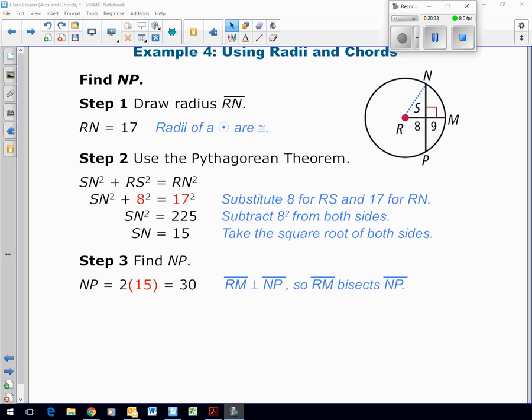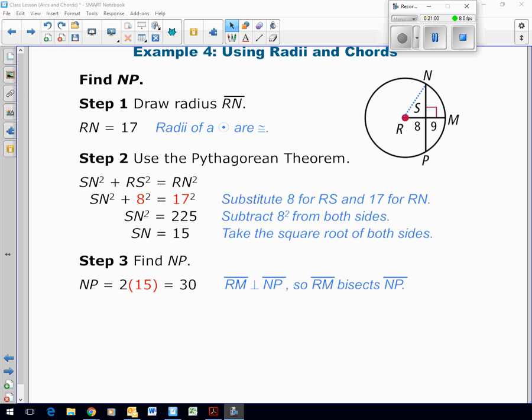X squared plus 8 squared equals 17 squared. X squared plus 64 equals 289. Subtract 64. X squared is 225. Square root that, you get 15. Is your final answer 15?